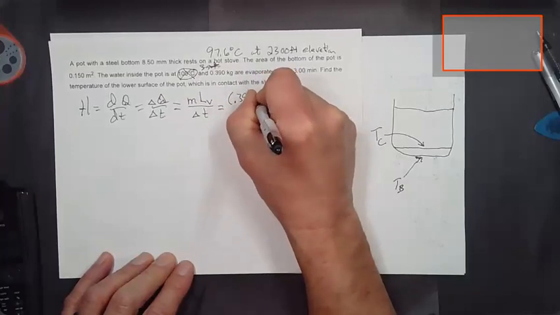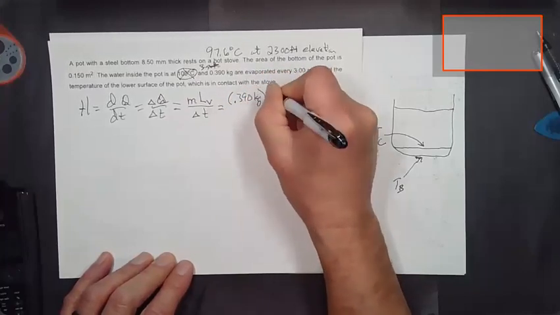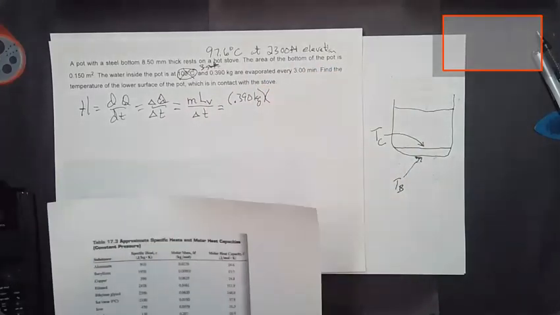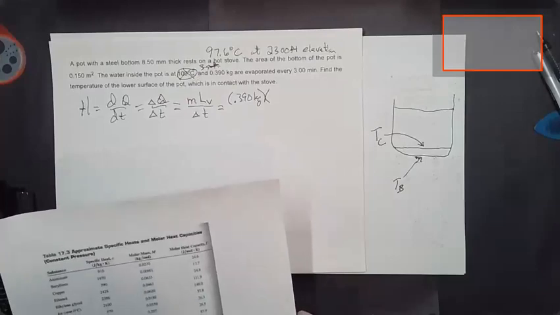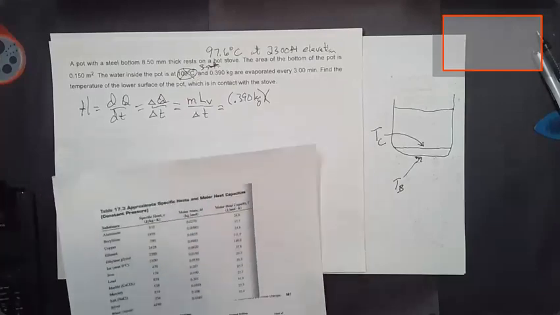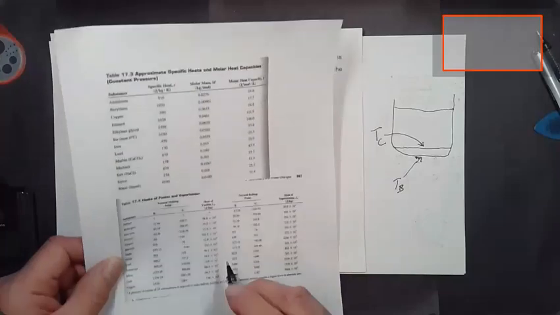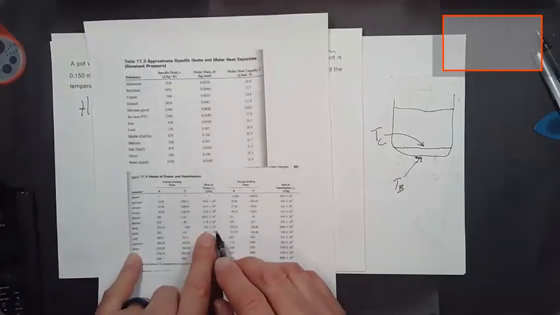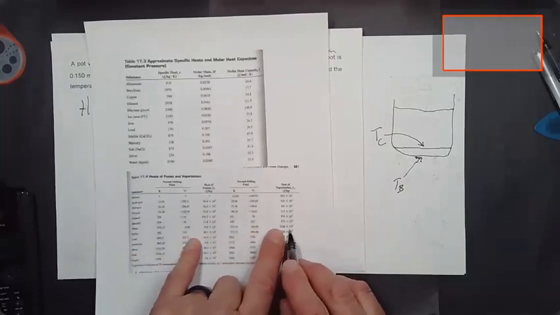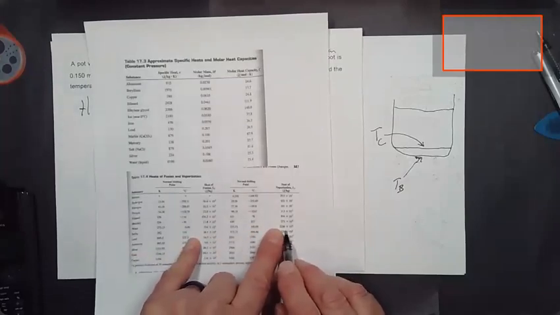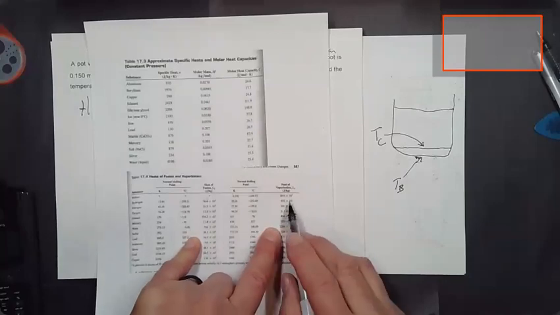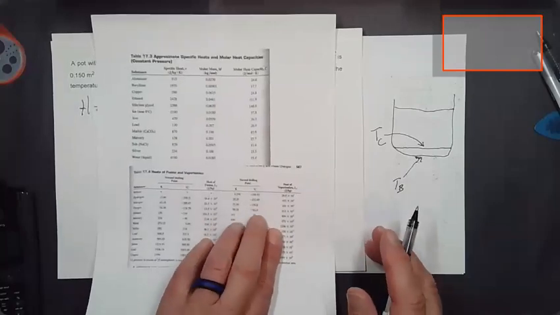0.390 kilograms. And L sub V, let's see, I have to look that up because I don't have it memorized. Heats of vaporization for water. And you won't be able to read this, but it's just photocopied out of your book. It's 2,256 times 10 to the third, or 2.256 times 10 to the sixth joules per kilogram.